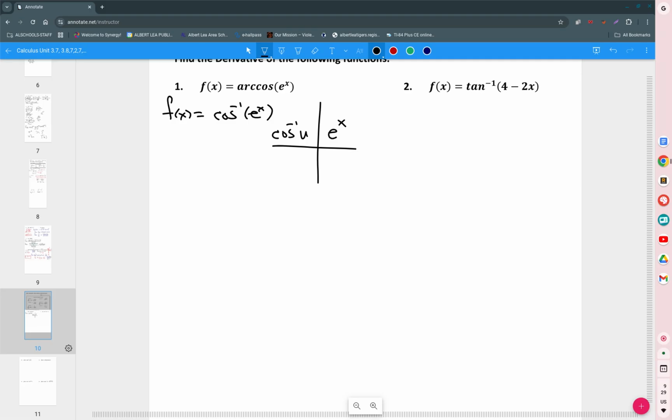The derivative of e to the x is? E to the x. And isn't it nice that that's one of the things that you have to memorize? The derivative of arc cosine of u is negative 1 over the square root of 1 minus u squared. Okay. I multiply these together and I get f prime of x is equal to negative e to the x in the top and the bottom, the root of 1 minus what? E to the 2x. No big deal. That's it.